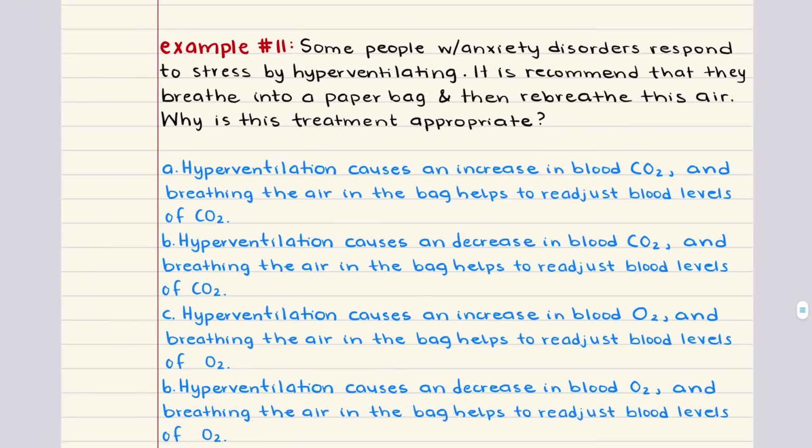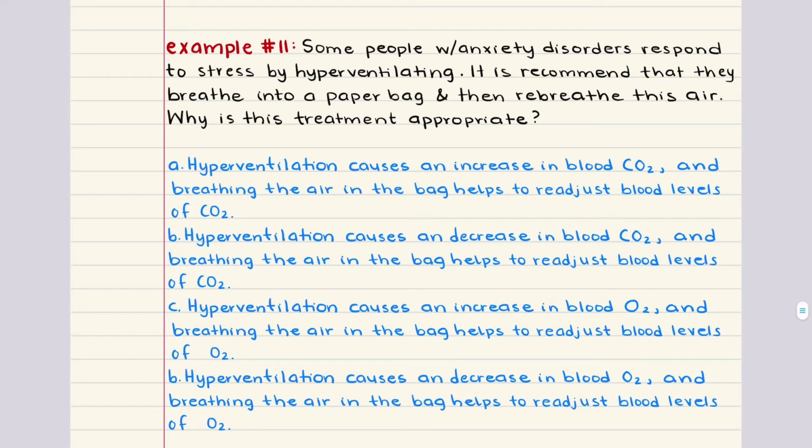Problem 11 says, some people with anxiety disorders respond to stress by hyperventilating. It is recommended that they breathe into a paper bag and then rebreathe this air. Why is this treatment appropriate? A says hyperventilation causes an increase in blood carbon dioxide, and breathing the air in the bag helps to readjust blood levels of carbon dioxide. B says hyperventilation causes a decrease in blood carbon dioxide, and breathing the air in the bag helps to readjust blood levels of carbon dioxide. C says hyperventilation causes an increase in blood oxygen, and breathing the air in the bag helps to readjust blood levels of oxygen. And finally, D says hyperventilation causes a decrease in blood oxygen, and breathing the air in the bag helps to readjust blood levels of oxygen.